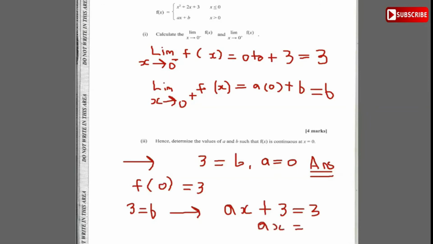I don't know why that is 5 marks. That's crazy. I'm not sure why this is 5 marks, but this should be b is 3 and a is 0. That's crazy.